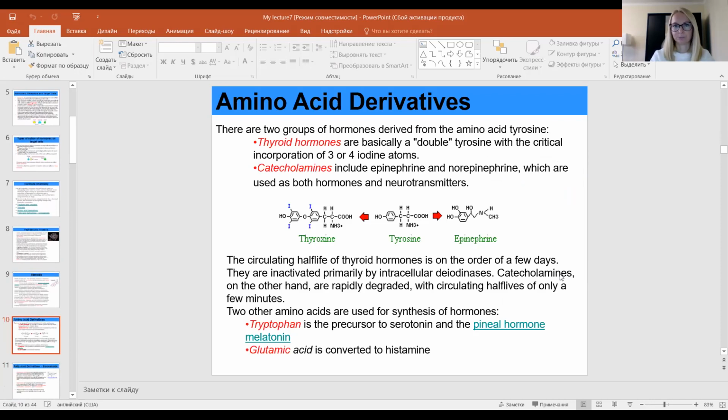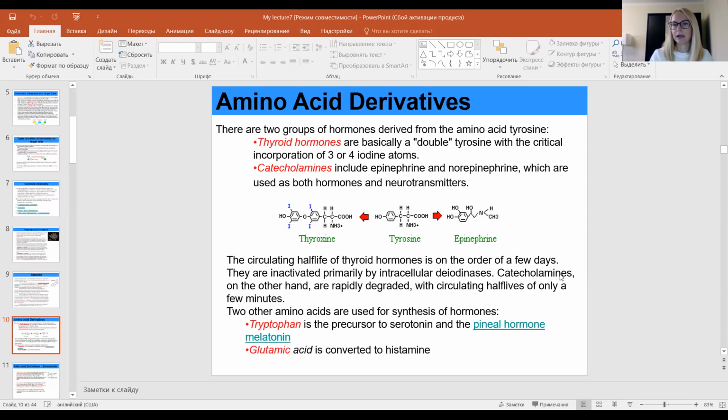Amino acid derivatives. Tyrosine, tryptophan and glutamic acid are examples of amino acid precursors. What are the hormones that are synthesized from these amino acid derivatives? Thyroid hormones, T3 and T4, are synthesized from the amino acid tyrosine, as well as catecholamines, which include epinephrine and norepinephrine.